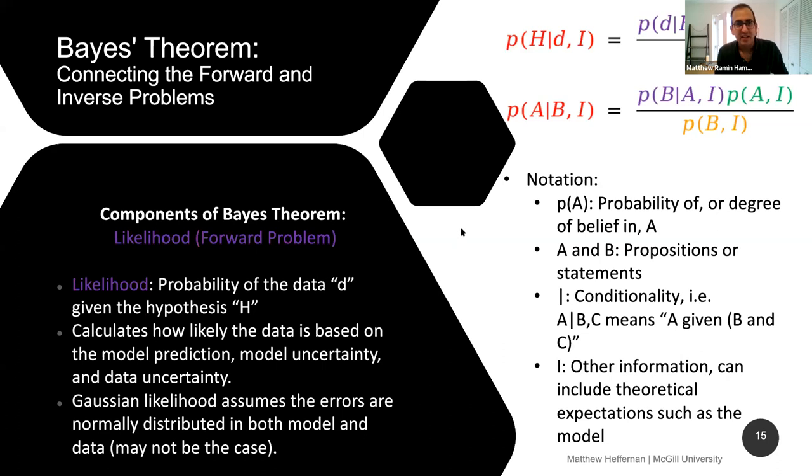So then the likelihood, again, this shading is not working. The likelihood is your probability of the data D given your hypothesis H. I'm going to go into more detail here because this is really the most involved piece of Bayes' theorem to actually calculate. And what it does is it says, okay, how likely is the observed data based on the model prediction with these parameters, as well as your model uncertainty, as well as your data uncertainty. Now, typically in these cases, we use a particular form of the likelihood called the Gaussian likelihood. And this assumes that the errors are normally distributed in both the model and the data. This may not actually be the case, and I'll talk about that briefly later on.